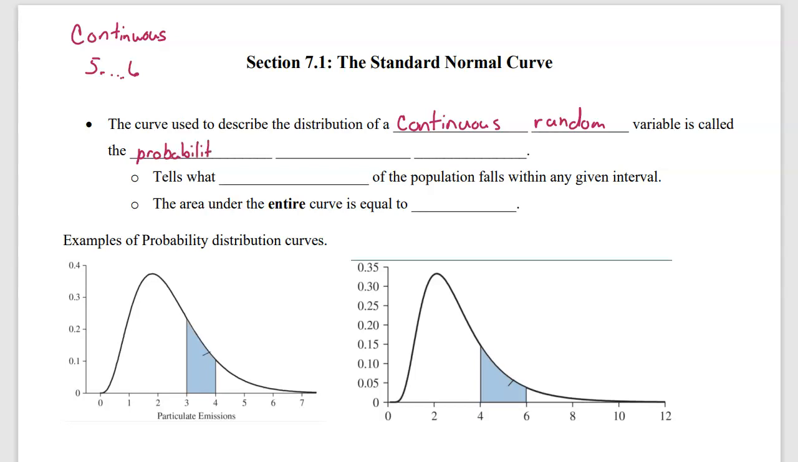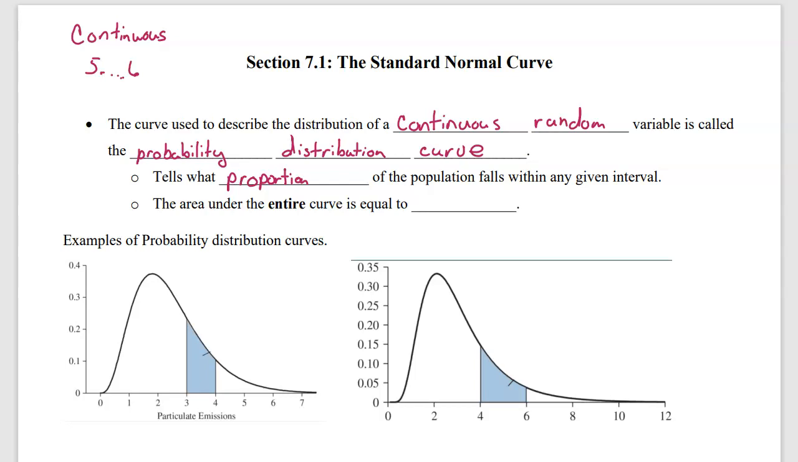And so we're still going to be talking about probabilities. When we do this, we have to remember a few things. Probabilities tell us what proportion of the population falls within any given interval. So proportion, we're looking at out of 100. Probabilities are out of the whole.